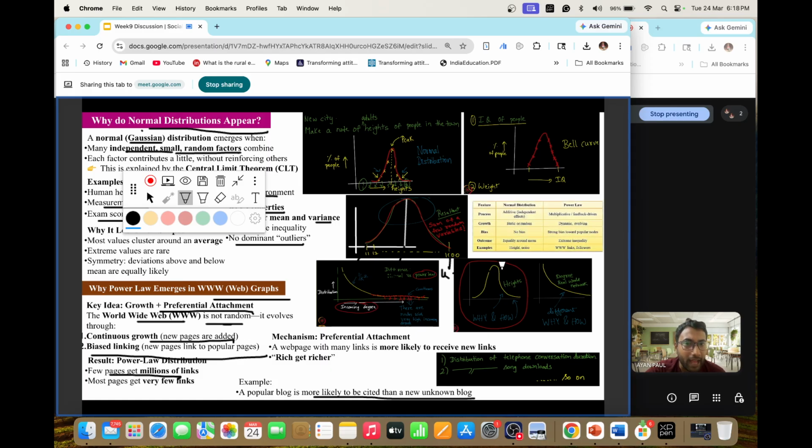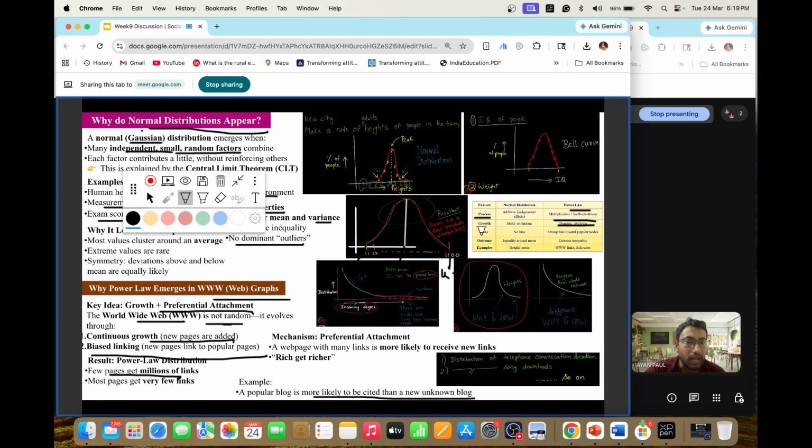So there I have kept a table for a comparison between the normal distribution and the power law. The first feature is process. Whenever we are talking about normal distribution, it is an additive and independent effect. But power law is multiplicative or feedback driven. Growth is static or random in the case of the normal distribution. Here it is dynamic and evolving in the case of the power law graph.